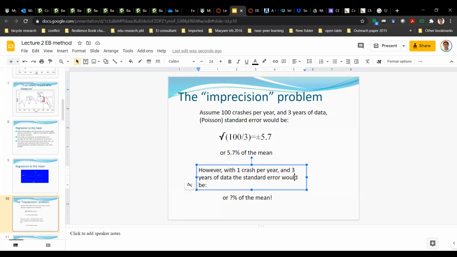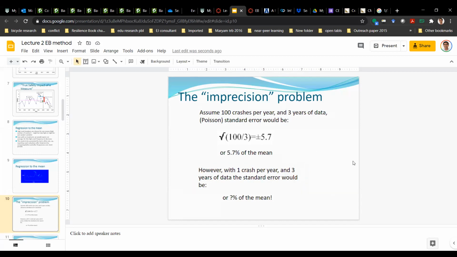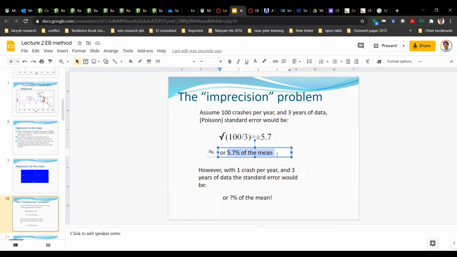So if you had 100 crashes per year and 3 years worth of data, you can get the standard deviation by doing 100 divided by 3 and then taking the square root of the whole thing. You get 5.7, and that's 5.7% of the average.